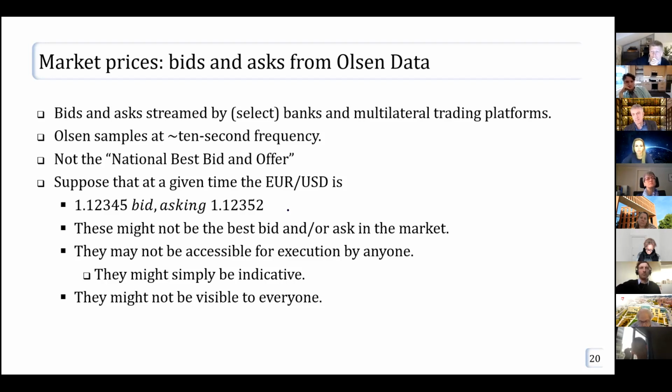As a matter of fact, they may be not accessible by anyone. They might simply be indicative, and they won't be visible to everyone in the market. So these are generally considered representative quotes, but they aren't anywhere nearly as authoritative or firm or accessible as the NBBOs in an equities market.